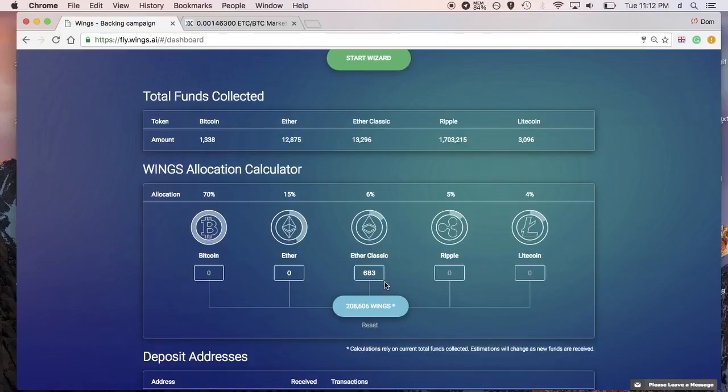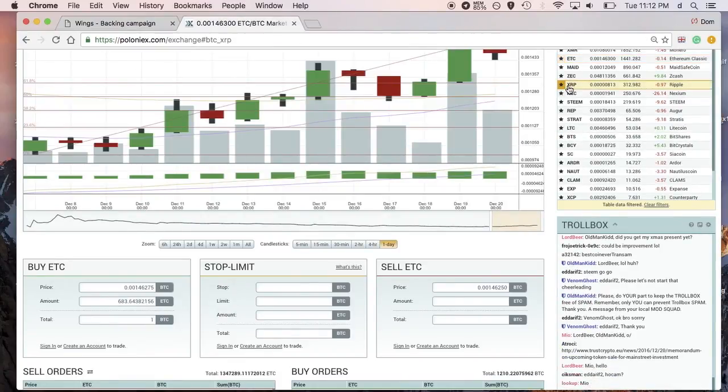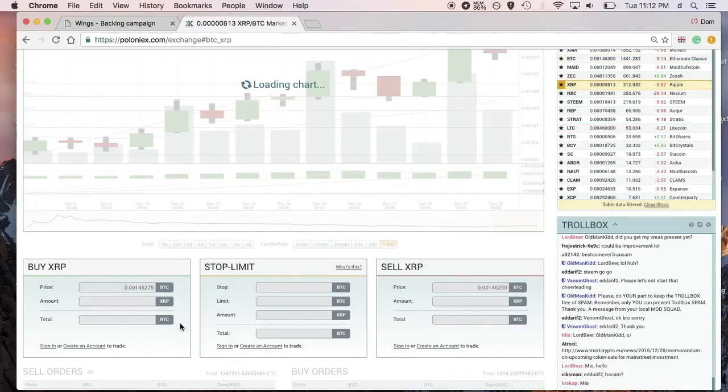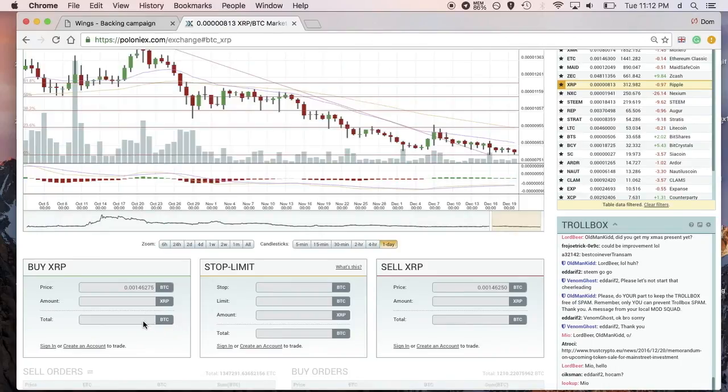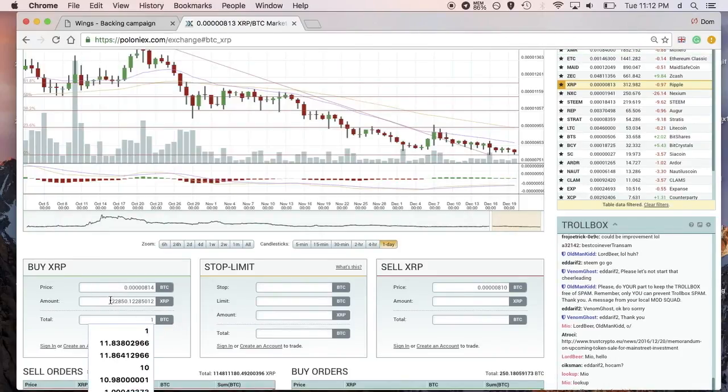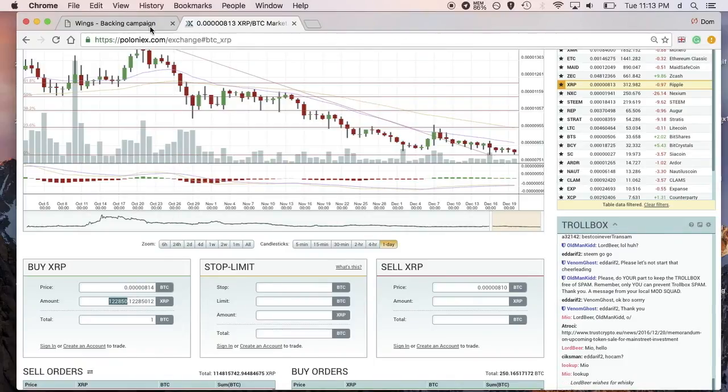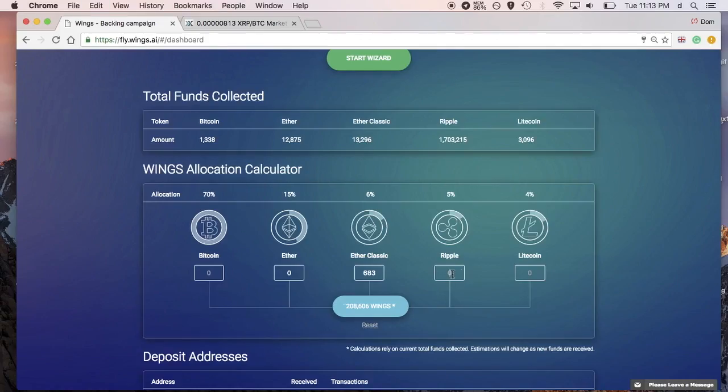So theoretically, what should happen, if I got this right, is that when we come back to Poloniex and click on Ripple, XRP, and we put in 1 BTC in here, we're going to get 122,850 Ripples. And so we're going to put that in here, zero out the Ether Classic. And as you can see, 240,000 Wings is the estimated allocation.